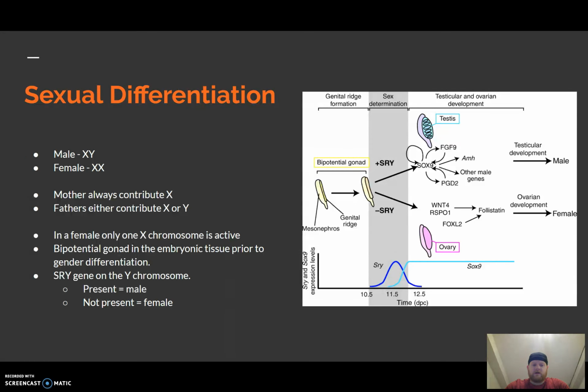Okay? So at this certain stage in the embryonic tissues, there is encoded on the Y chromosome the SRY gene, which basically, if it's present, as in here, it will go towards the male sex. But if it's negative, it'll go towards the female sex. So, if the Y chromosome is present, it will go towards the nature of the male.